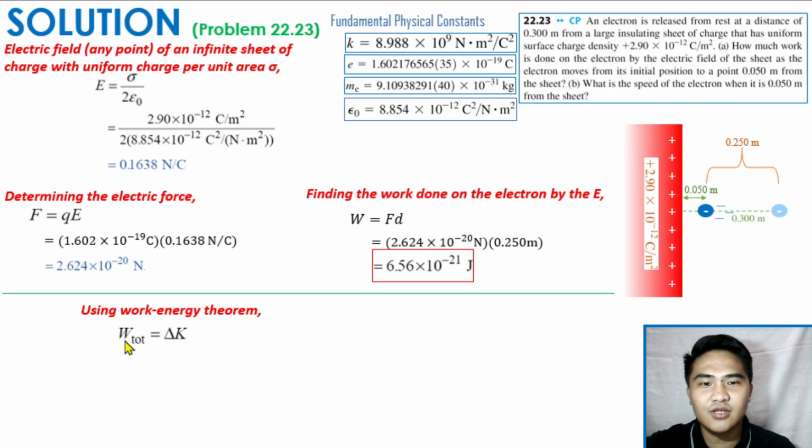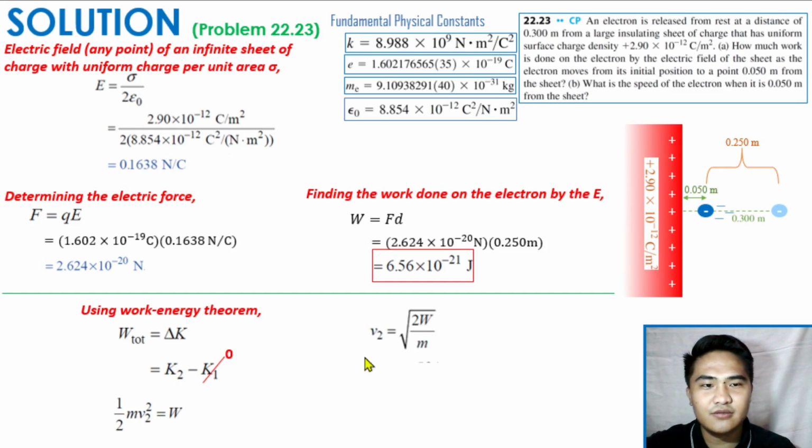Now, for part B, in solving the speed of the electron, using the work energy theorem, we know that the total work is equal to the change in kinetic energy, so final kinetic energy minus initial kinetic energy. Since the electron is at rest, that is the initial condition, therefore the velocity is 0, giving us the initial kinetic energy of 0, leaving us with the final kinetic energy, which is 1/2 m v sub 2 squared, equal to the work.